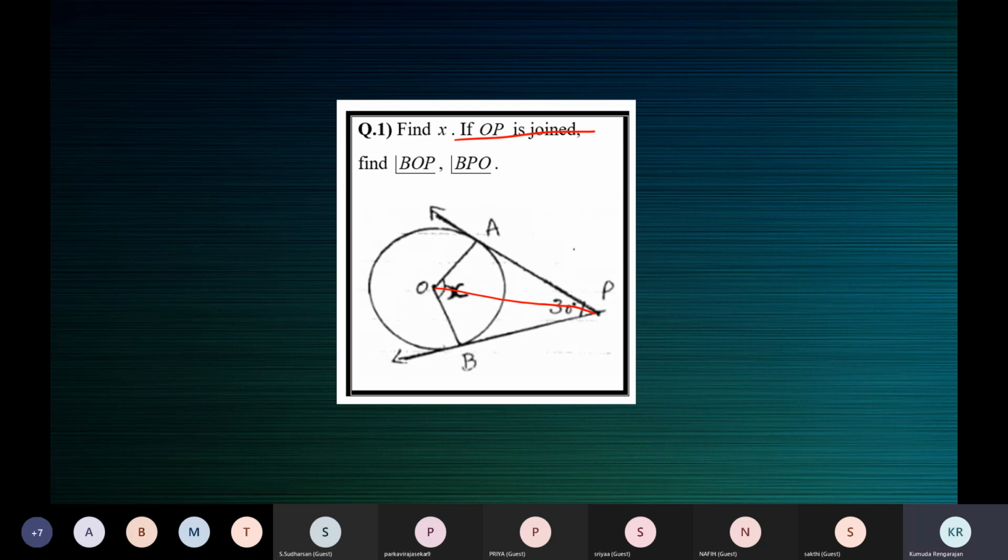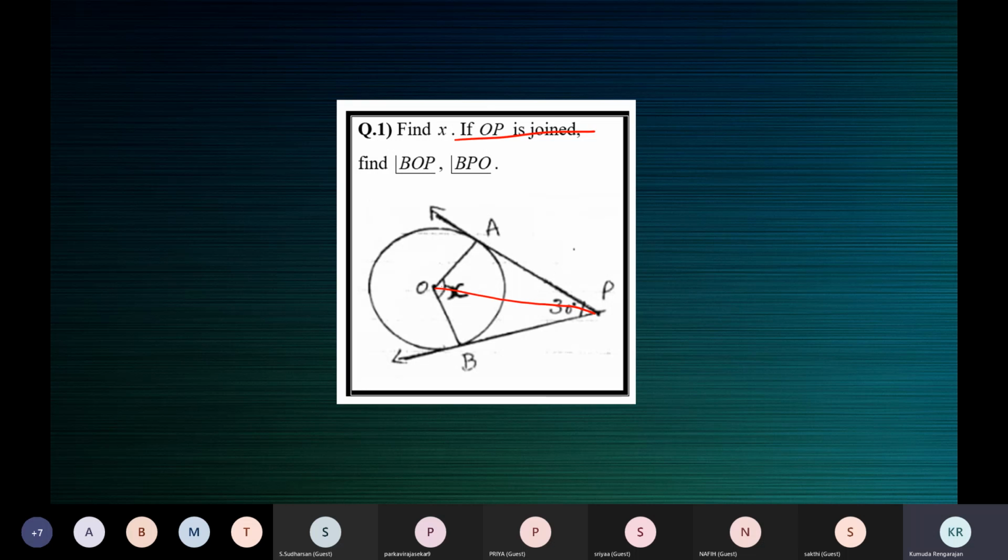OP is the line segment. What do you call O? Center of the circle. Yeah, correct. What do you call the point P? External point. So if you join the center O and the external point P, OP is the line segment joining the center O and the external point P. So join OP. All right, we joined.